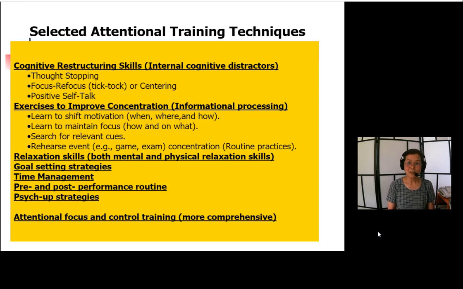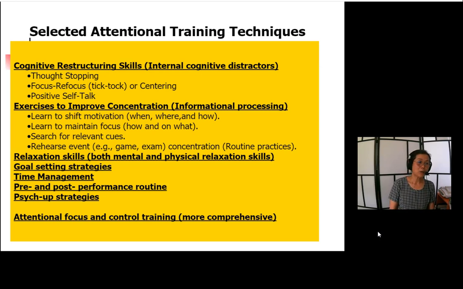Some relaxation techniques, mentally and physically. Breathing is one of them, and autogenic training and progressive relaxation techniques. Those are all relaxation skills. If you have trouble paying attention because of your physiological tension, then those are perfect strategies to use.